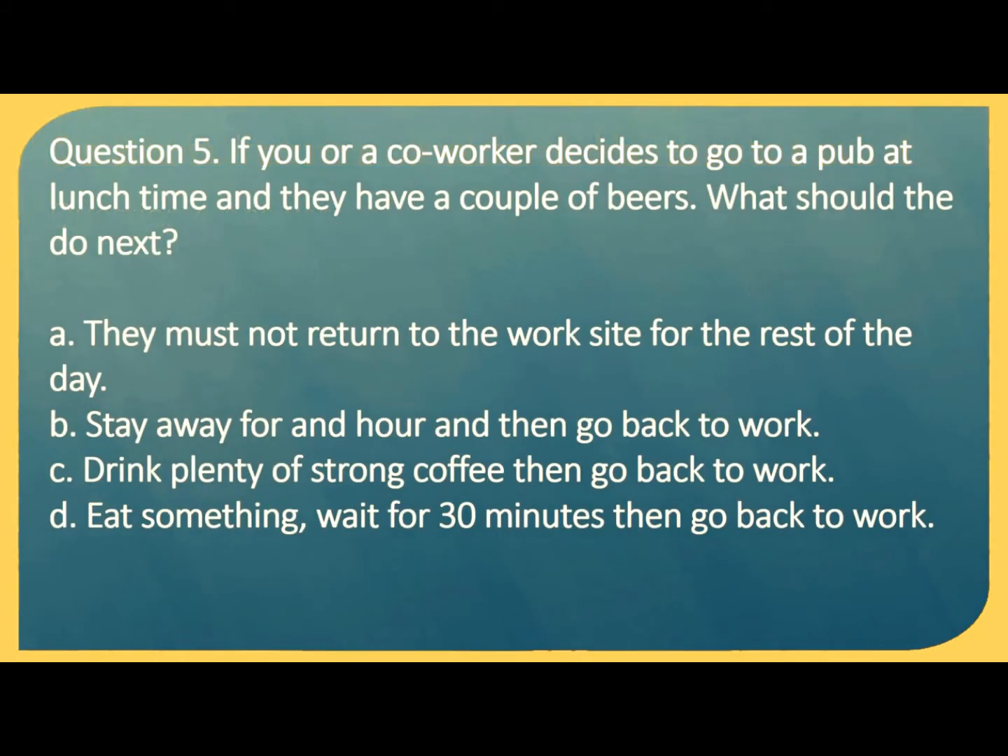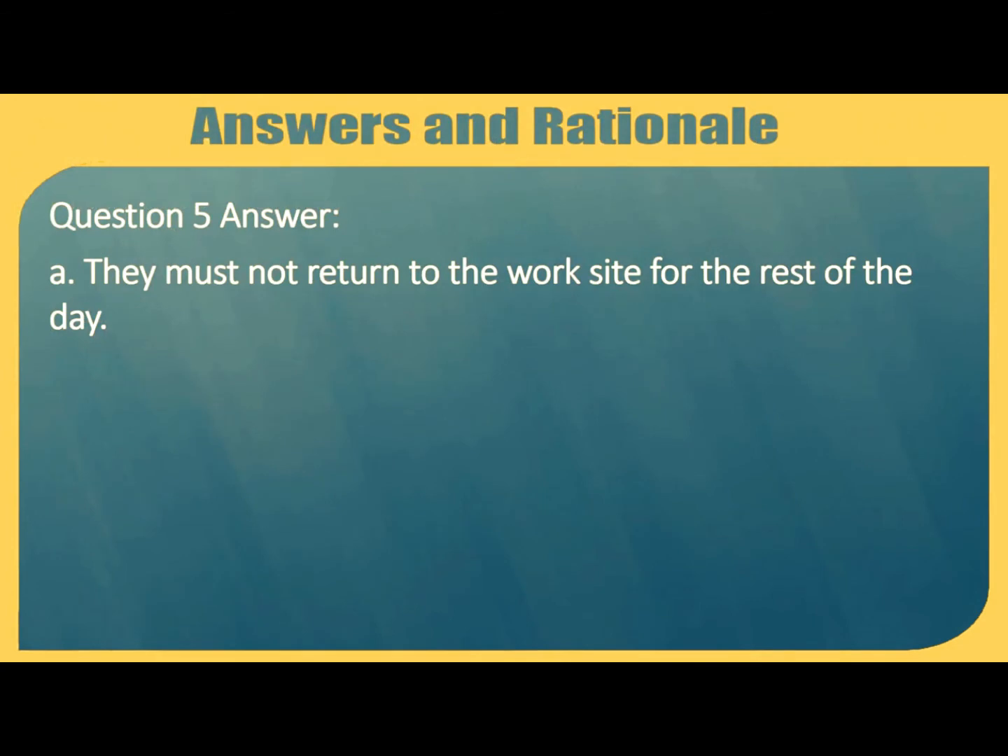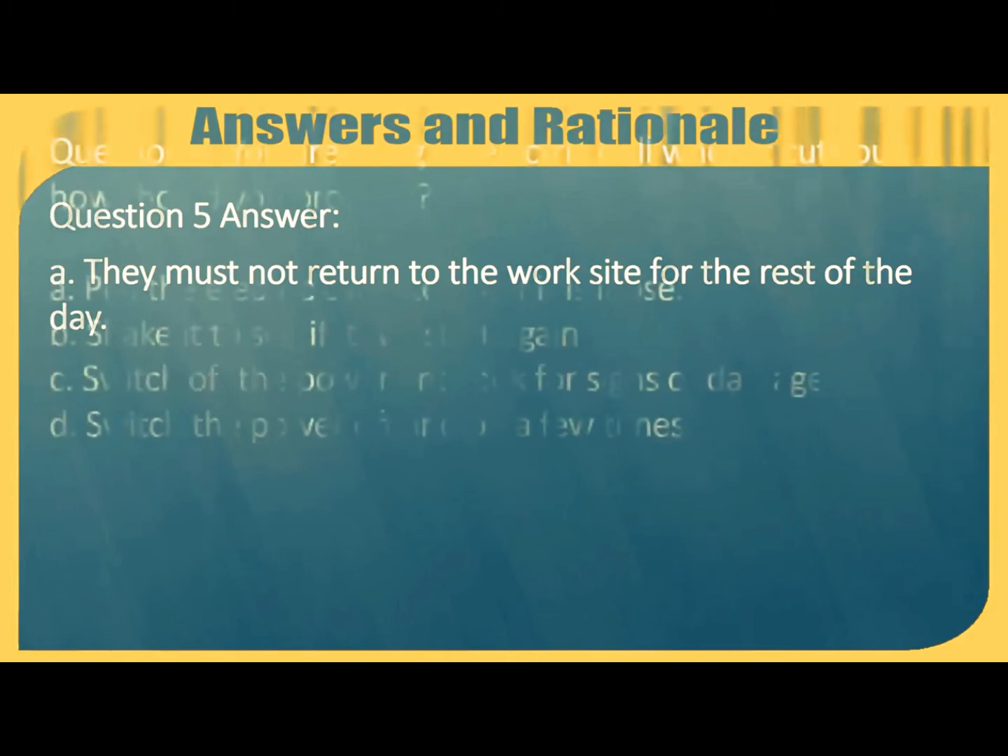Question 5. If you or a coworker decides to go to a pub at lunchtime and they have a couple of beers, what should they do next? A. They must not return to the work site for the rest of the day. B. Stay away for an hour and then go back to work. C. Drink plenty of strong coffee then go back to work. D. Eat something, wait for 30 minutes then go back to work. Question 5. Answer: A. They must not return to the work site for the rest of the day.